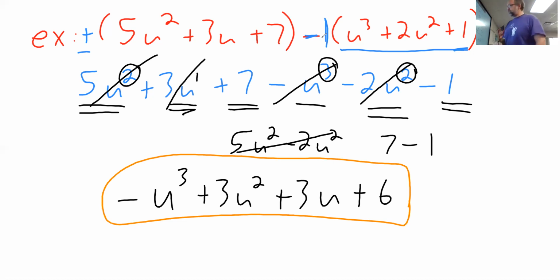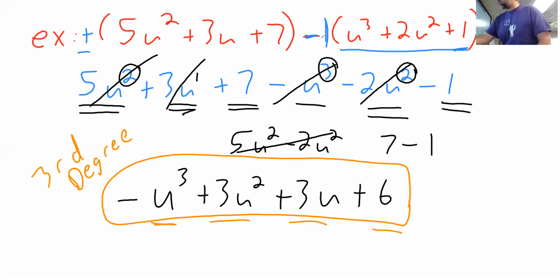Good job. And 3 is the biggest, so that is a third degree polynomial. And we have 1, 2, 3, 4 terms. Remember, the number without a variable does count as a term.